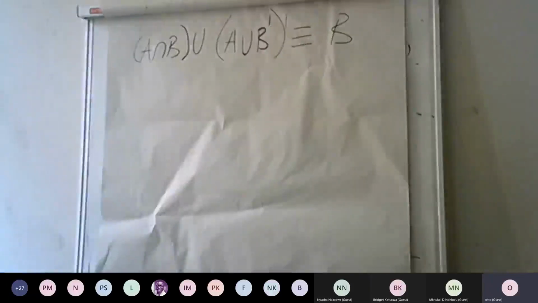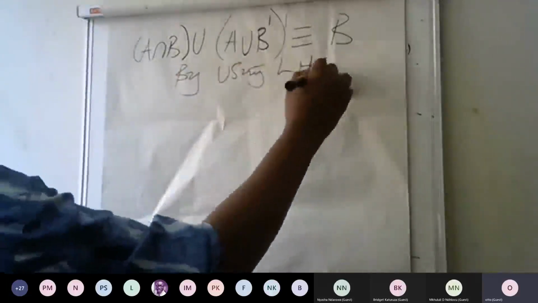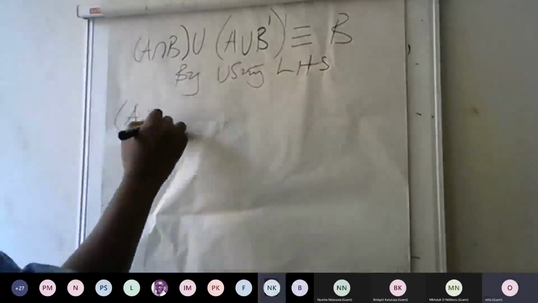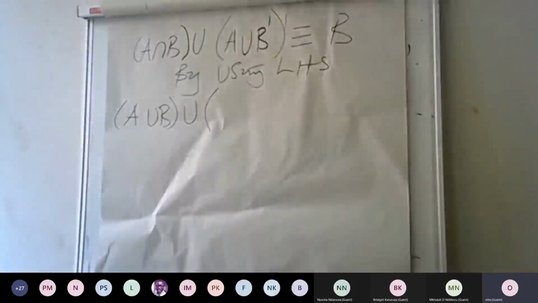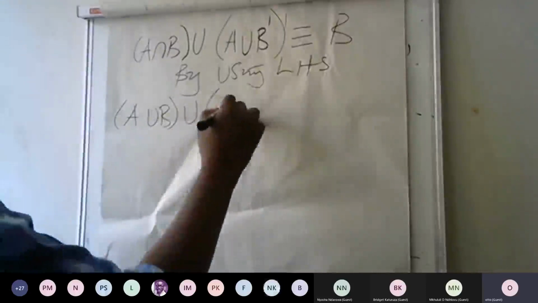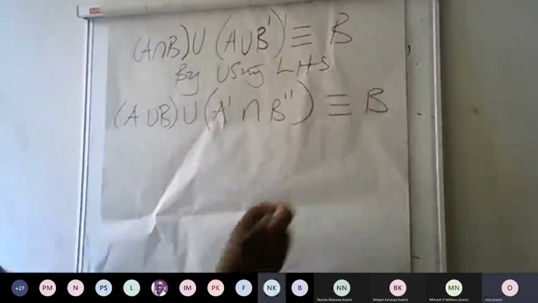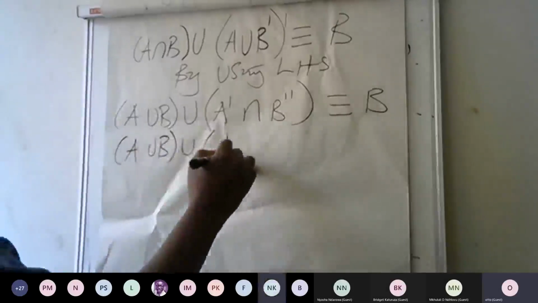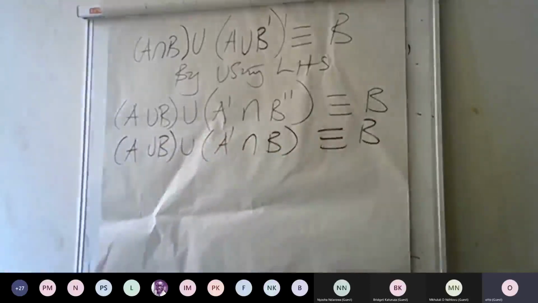So we are going to pick the left-hand side and work by using the left-hand side. So we are going to expand (A union B) complement, where we introduce the De Morgan law there. It is A complement intersection B complement, which should be equal to B. So it's (A intersection B) union (A complement intersection B complement) is equivalent to B.